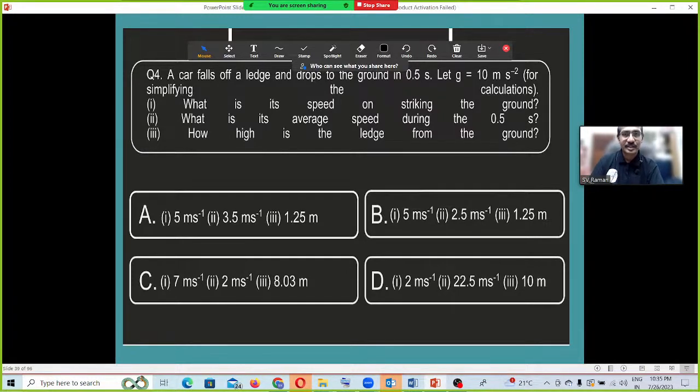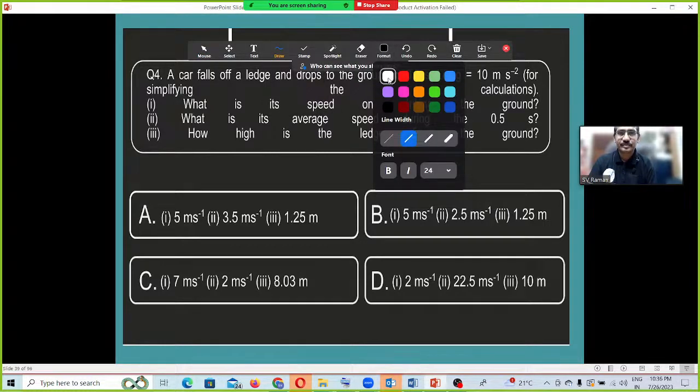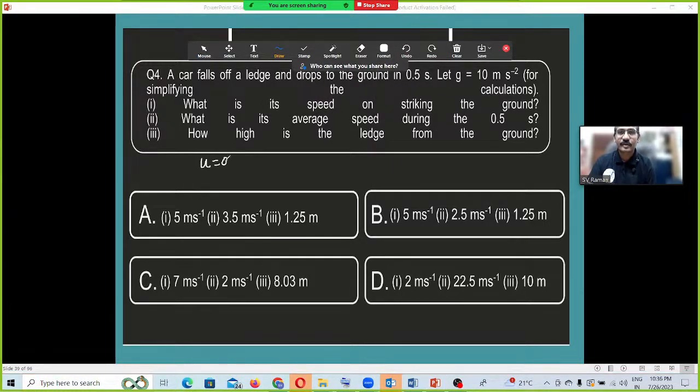So in the question, a car falls off a ledge and drops to the ground in 0.5 seconds. So initial velocity, how much? 0, because it falls from the ledge. So initial velocity u will be 0. How much time is taken? The t value is 0.5 seconds. The g value, obviously, they have given as 10 meters per second square.